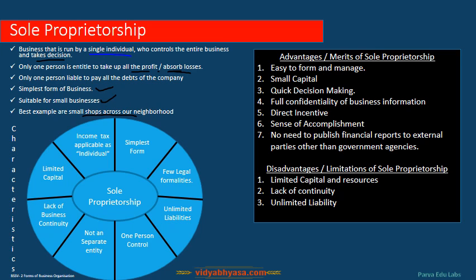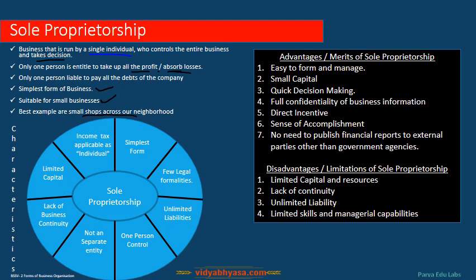Disadvantages or limitations of sole proprietorship: limited capital and resources, because with one person you will not be able to hire professionals or expand the business faster. Lack of continuity: as I told, if anything happens to a sole proprietor, it is difficult for anyone to take that business to the next level. Unlimited liability: in case of loss, the entire loan has to be repaid by only one person. These are the limitations of sole proprietorship, and we discussed advantages and characteristics.